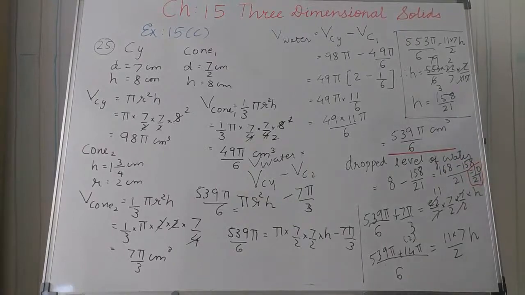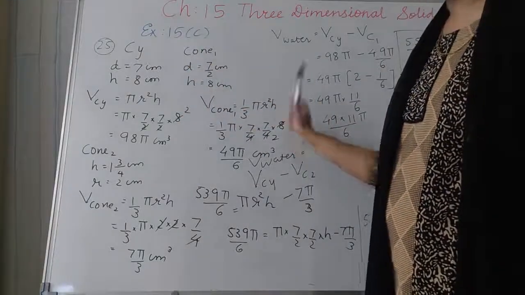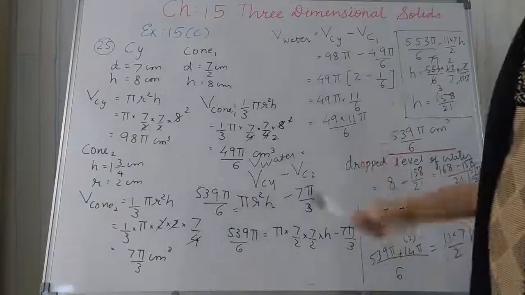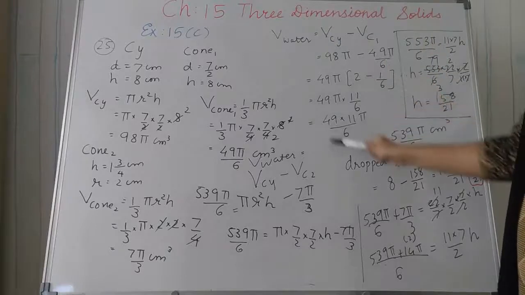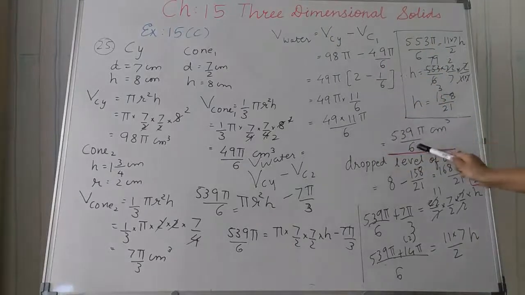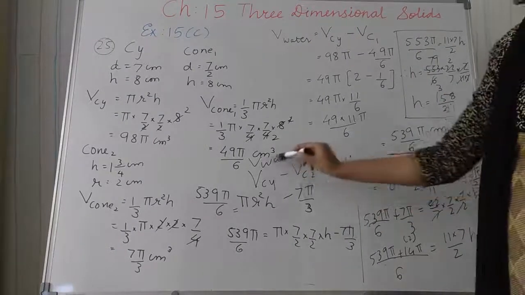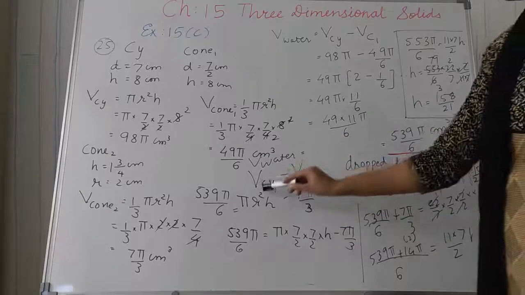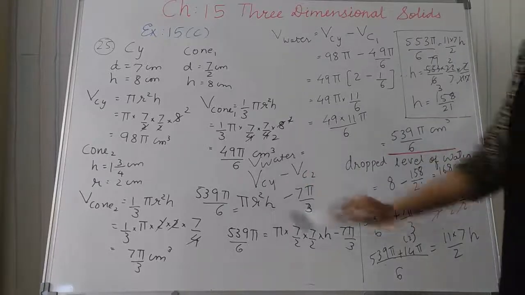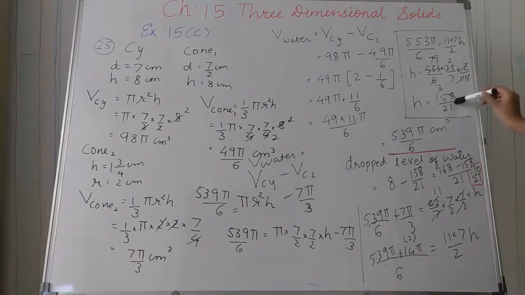I will again explain everything. First of all, I have found volume of cylinder, then volume of cone 1, volume of cone 2. Then I find volume of water, that is volume of cylinder minus volume of cone 1, which I get 539 pi by 6 centimeter cube. Then again I want to find the height. For that I take volume of water equal to volume of cylinder minus volume of cone 2. And there we do not put the value of h in the cylinder. So h value we need to find out by calculation, which I get here 158 by 21 centimeter.